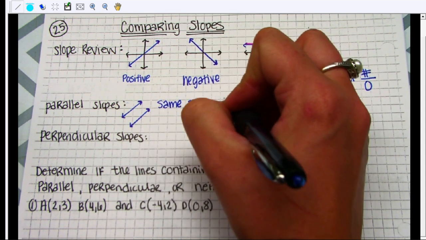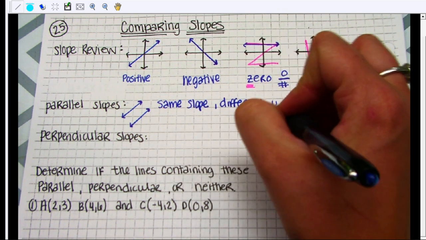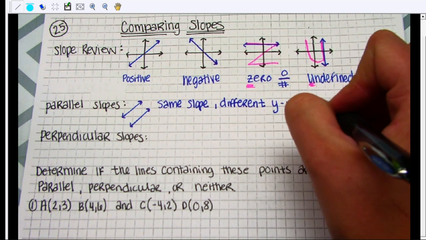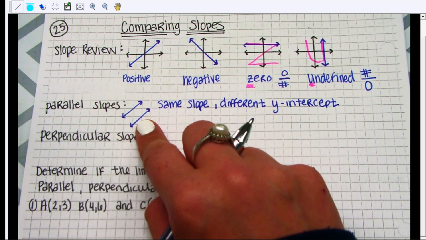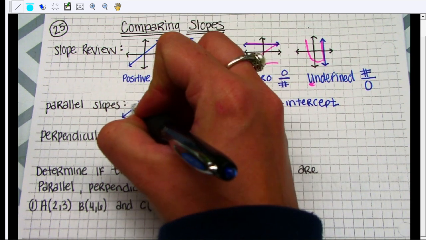different y-intercept. Meaning that they're not going to cross, and they're both not going to go through the same y-intercept because that would just be the same line. They would just overlap. To show that two lines are parallel, you draw small, solid arrows on them. Like this.